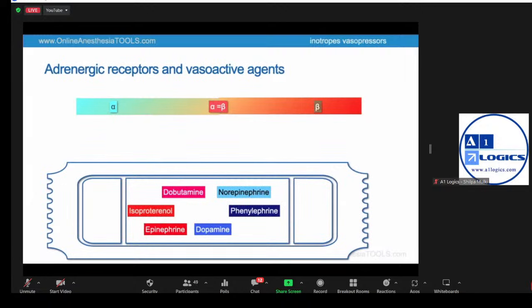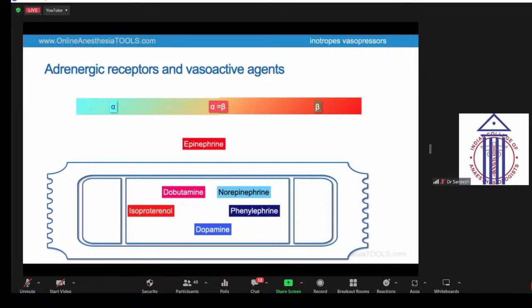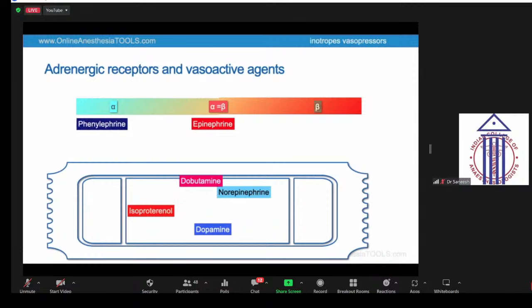Now let us try to organize these agents depending on their affinity towards specific adrenergic receptors. So I have plotted the alpha adrenergic specificity on the left hand side and beta on the right, and alpha and beta together in the midzone. Epinephrine can be placed almost in the middle because it has both alpha and beta adrenergic action. Phenylephrine goes to the extreme alpha end.